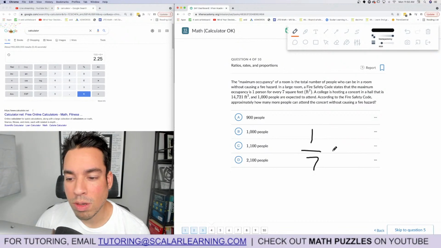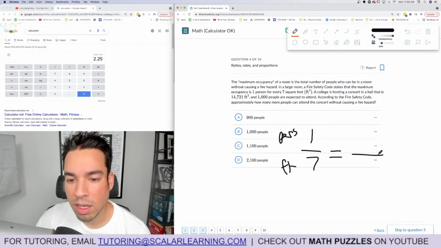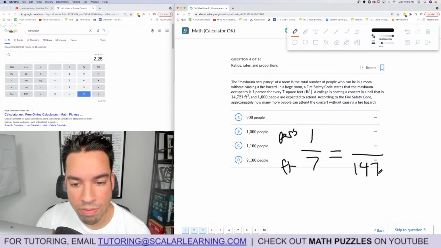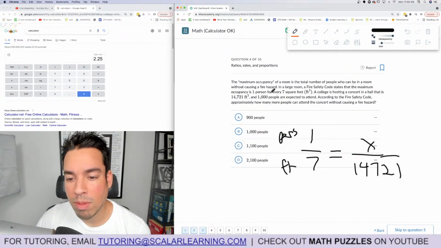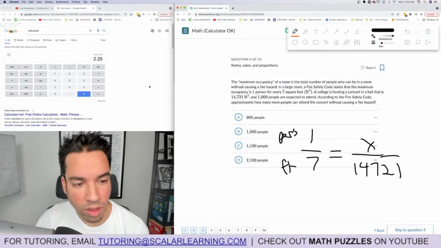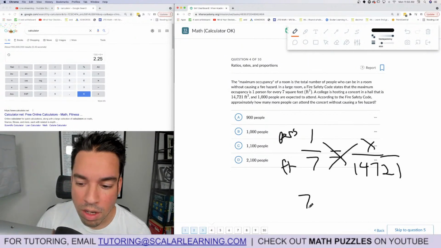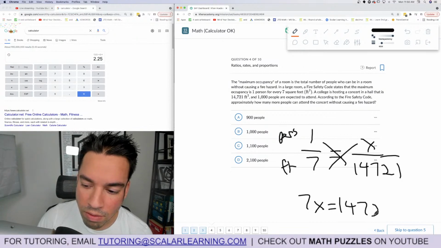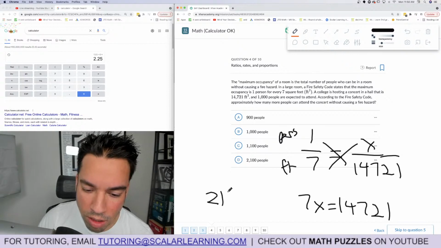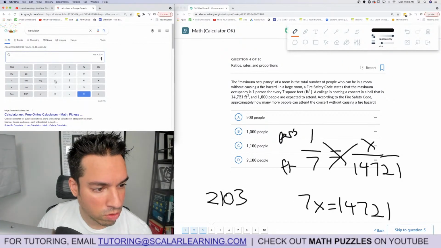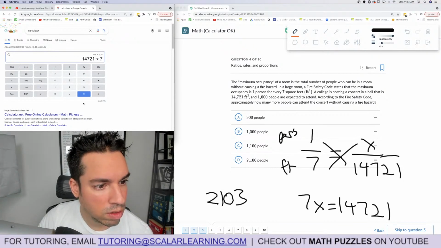Okay, so here's what I'm going to do. I'm going to just do a proportion. I'm going to say 1 person, and I'll label it, per every 7 square feet. And then we know that this is the occupancy of square feet, and we're trying to figure out how many people total can come. And then we're trying to say how many more than 1,000. So this will give us the total capacity. Cross multiply, 7x equals 14,721. I could probably do this in my head. It's 2,103 when we divide by 7. Let's just make sure. 14,721 divided by 7. Boom.